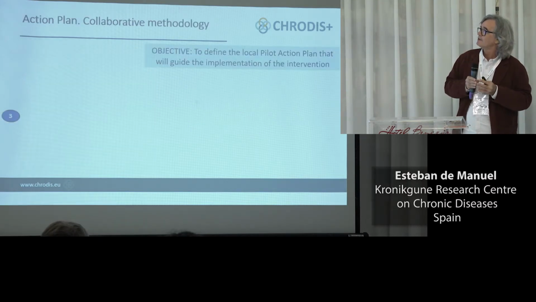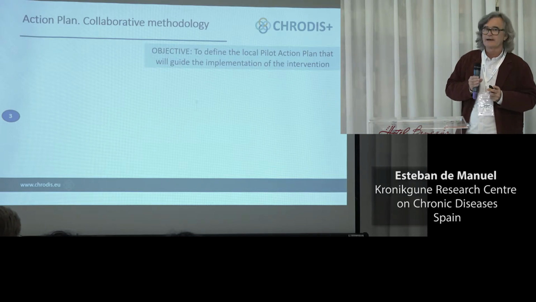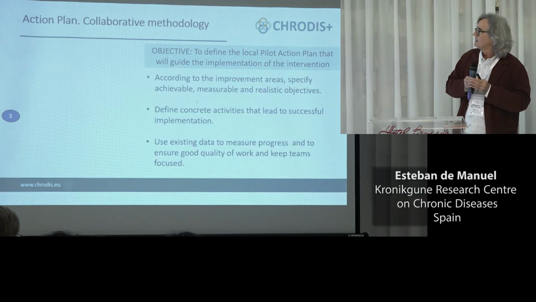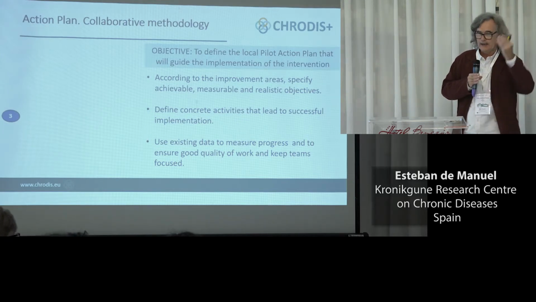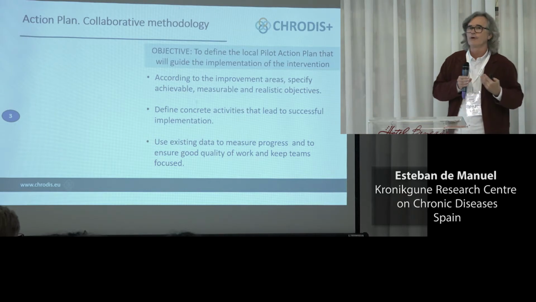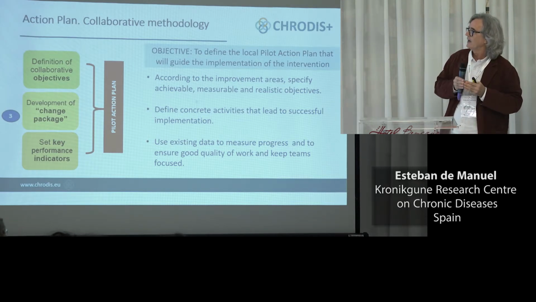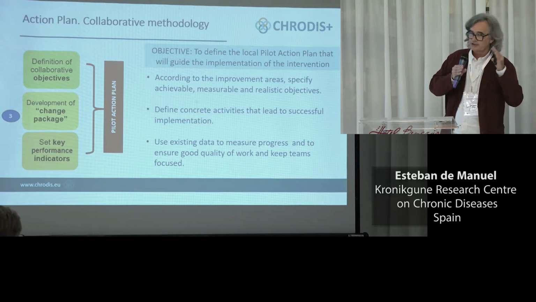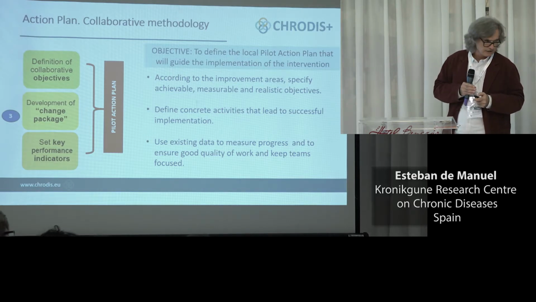But all this pre-implementation phase ends in a concrete action plan. The action plan is really the guide for the implementation. And according to those improvement areas we identified in the SWOT analysis, we have to define achievable objectives. We have to define concrete actions to achieve those objectives. And of course, we have to define those indicators that can help us to monitor whether we are progressing in an adequate way. And those three components, the objectives, the activities, the change package, and the indicators, make up the pilot action plan.